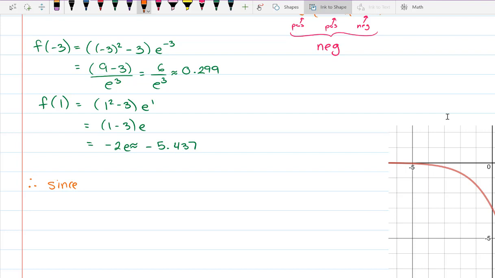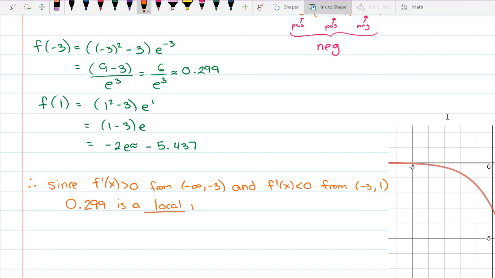So since f prime of x is greater than 0 from negative infinity to negative 3, and f prime of x is less than 0 from negative 3 to 1, 0.299 is a local max at x equals negative 3.